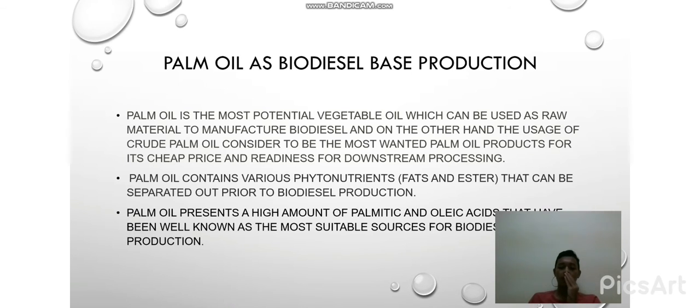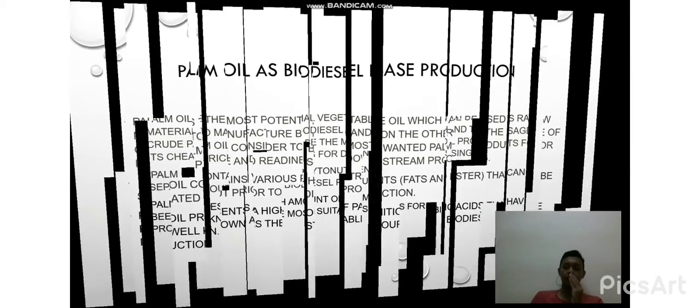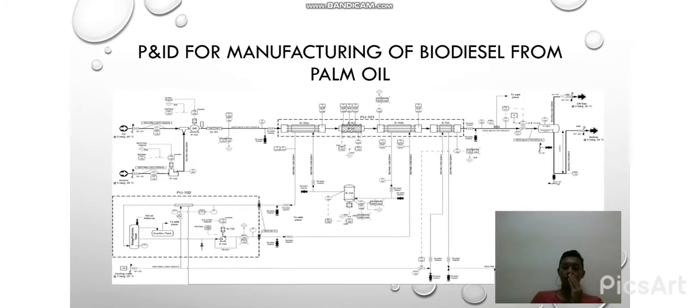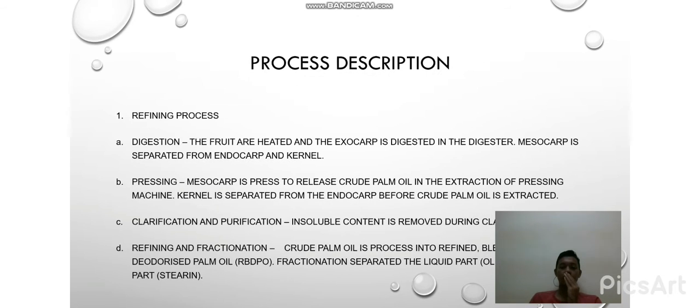This is the piping and instrumentation diagram for the manufacturing of biodiesel from palm oil. Process description. Firstly, to manufacture biodiesel, the palm oil undergoes a refining process. The refining process consists of the digestion process. The fruit is heated and the exocarp is digested in the digester. Mesocarp is separated from endocarp and kernel. By pressing, the mesocarp is pressed to release crude palm oil in the extraction pressing machine. The kernel is separated from the endocarp before crude palm oil is extracted.